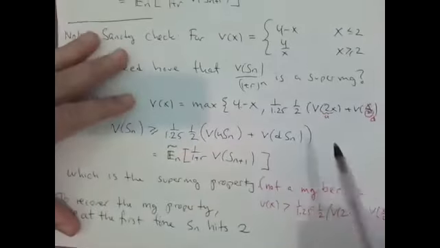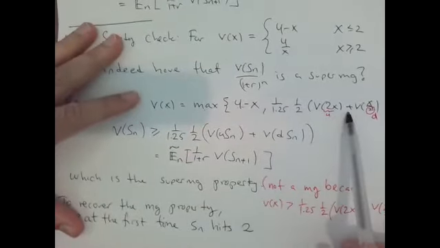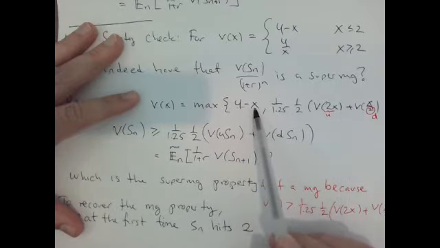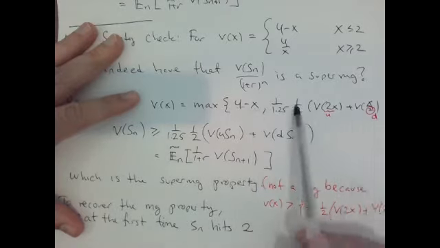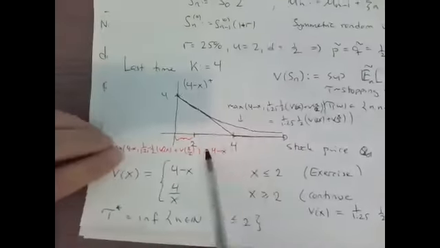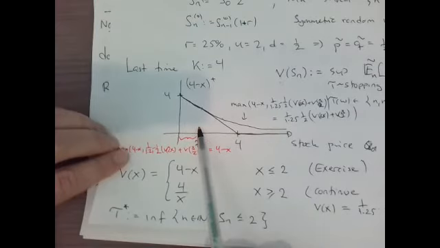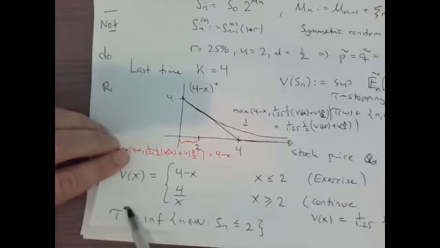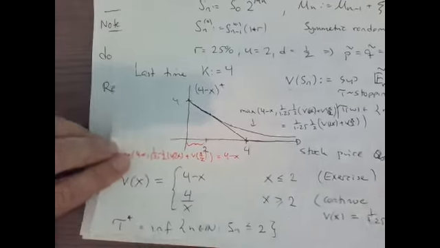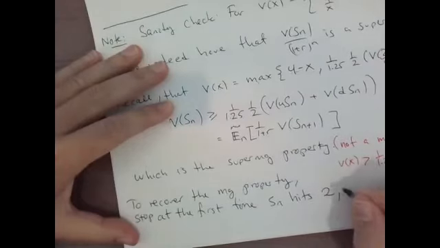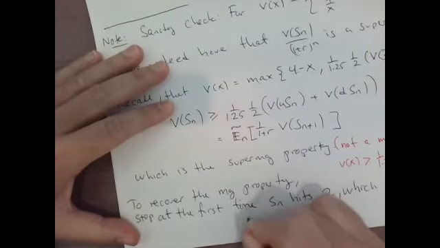Because if you stop it the first time that you hit 2, then this part here becomes irrelevant. Then it'll only work up here, right? So what you're doing is you're running your process, and the first time that the process hits 2, you freeze it. Well, that's exactly my tau star. This is tau star.